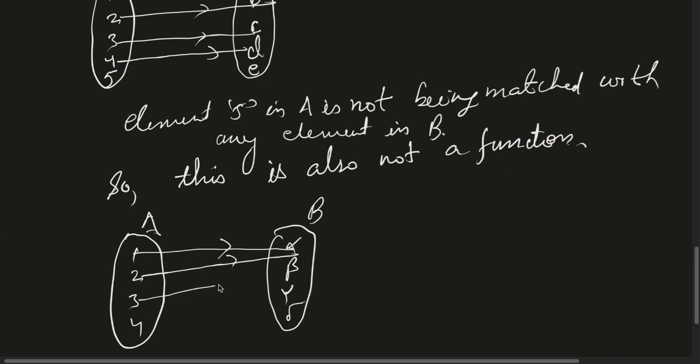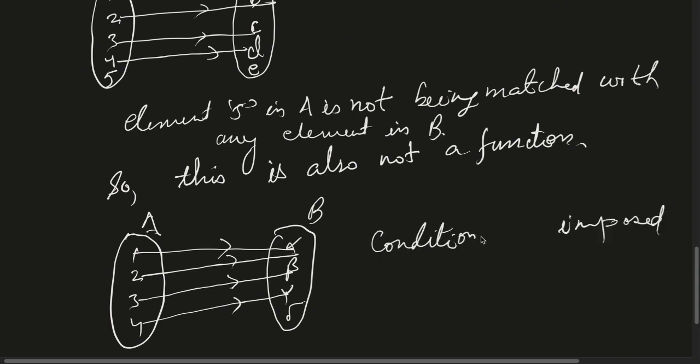Now let us see that 3 is being mapped with beta and 4 is being mapped with gamma. We can see that for delta, an element in B, there is no mapping from any element in A. But if we again look at the condition for a function, every element in A should have exactly one element in B. So the condition is imposed on set A, that is the domain of the function.